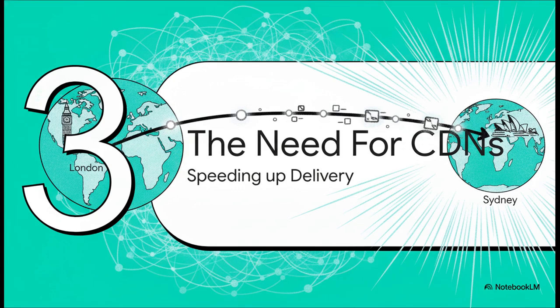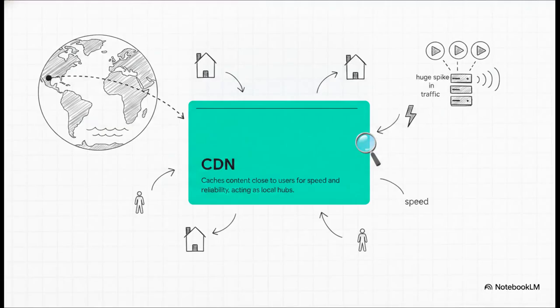Part 3, the need for CDNs. Okay, so what happens when the final destination is just too far away? Say you're sitting in London, but the server hosting the video you want is all the way in Sydney, Australia. Even traveling at the literal speed of light through fiber optics, that sheer distance creates a delay. And we need speed. The big takeaway here is that we really don't want data to travel across the globe if it doesn't absolutely have to.